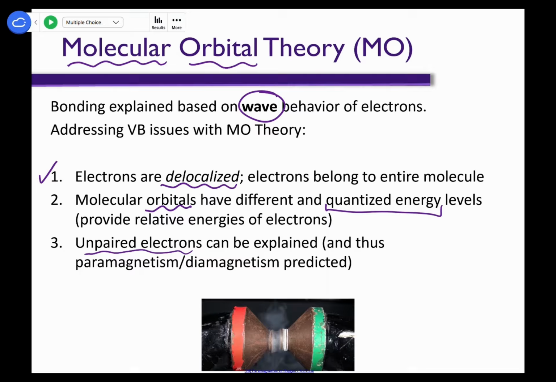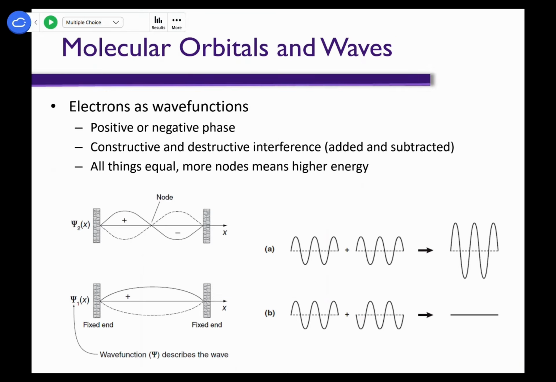What do we need to remember about waves? Well, waves have a positive and a negative phase as they go up and down. Remember how I said it's not a charge, it's not a positive charge or a negative charge, but it becomes important later? Now's when it becomes important. Whether we're combining positive phases to make something more positive or negative phases to make a node, those matter. Waves have constructive and destructive interference. We can add and subtract, and they do different things. That matters. And we can remember there are nodes with electrons as waves. There are going to be nodes in our molecular orbitals as well.